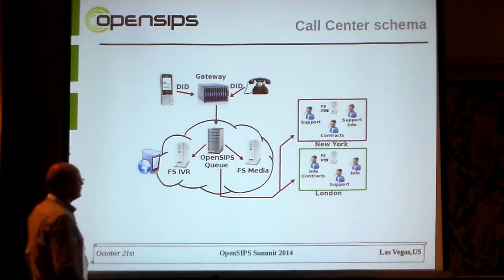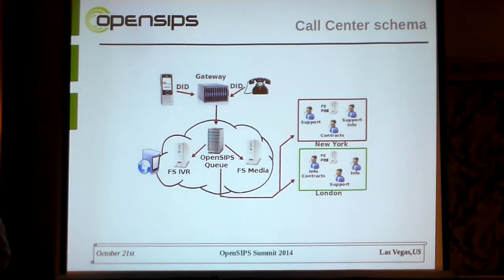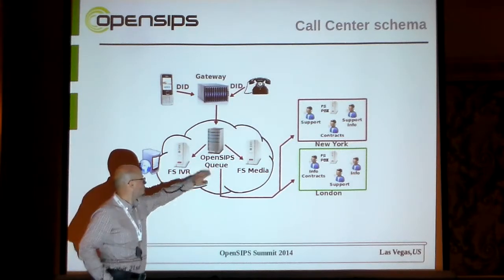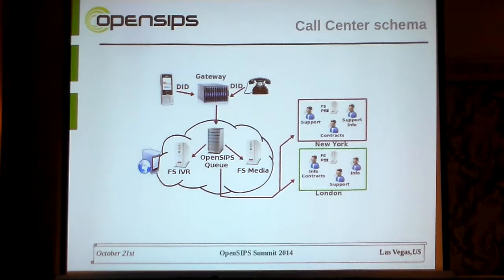Then you need the media server for playing announcements or for injecting the music on hold, while the call is in the queue. And then from the signaling side, OpenSIPS will be responsible for distributing the calls to agents. An agent is basically a CPRI from the OpenSIPS perspective, so you say, okay, send it there and there and there.